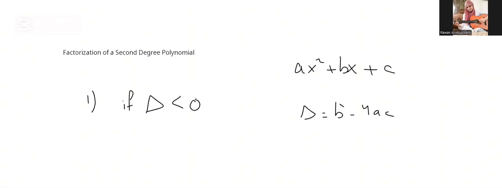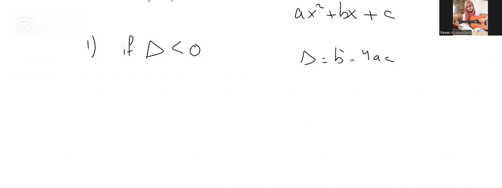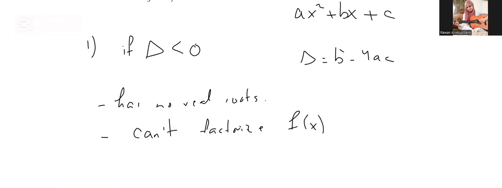So in this part, we have three cases. For the first case, case number one, if delta is a negative number. Let's remember that delta is equal to b square minus 4ac. So first of all, when delta is a negative number, we know that the equation has no real roots. Also, when delta is a negative number, we cannot factorize this polynomial. So we can't factorize f of x. So when delta is negative, it means we cannot factorize this polynomial.